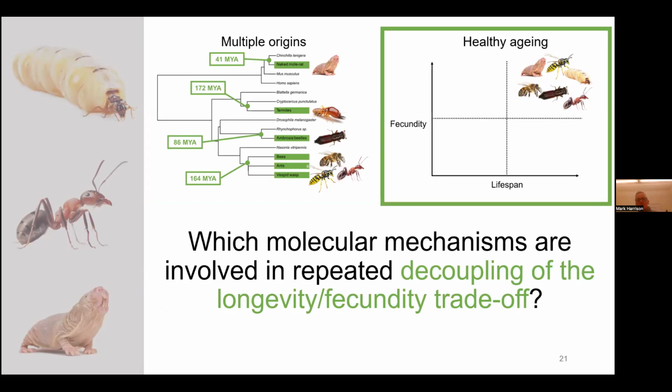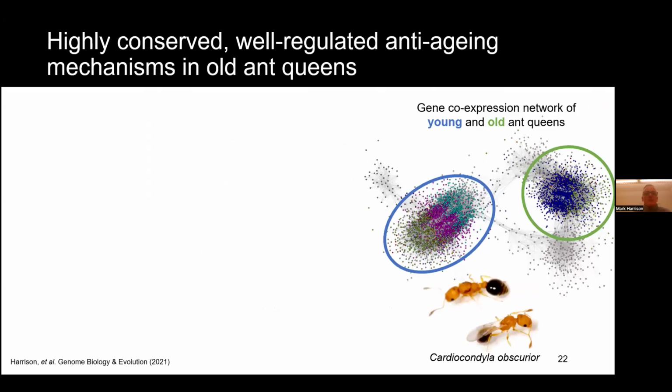We've also been trying to understand the molecular mechanisms connected to healthy aging in eusocial organisms, why there appears to be a decoupling of this longevity-fecundity trade-off. So in Cardiocondyla, in ant queens, we had some transcriptomic data for old and young ant queens, and I constructed a co-expression network, which we can see here.